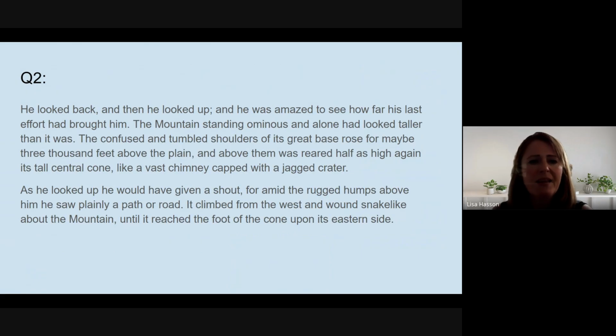He looked back and then he looked up, and he was amazed to see how far his last effort had brought him. The mountain, standing ominous and alone, had looked taller than it was. The confused and tumbled shoulders of its great base raised for maybe 3,000 feet above the plain, and above them was reared half as high again its tall central cone, like a vast chimney capped with a jagged crater. As he looked up, he would have given a shout, for amid the rugged humps above him, he saw plainly a path or road. It climbed from the west and wound snake-like about the mountain until it reached the foot of the cone upon its eastern side.